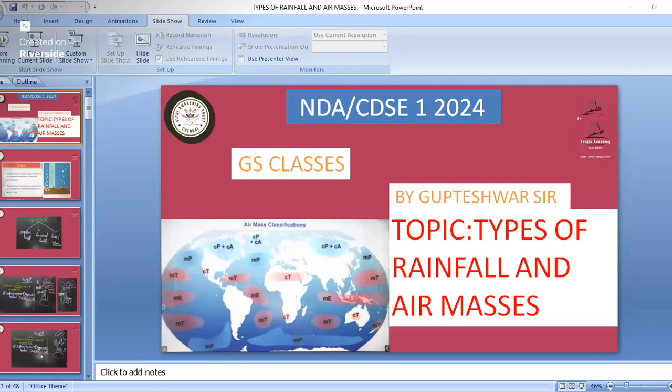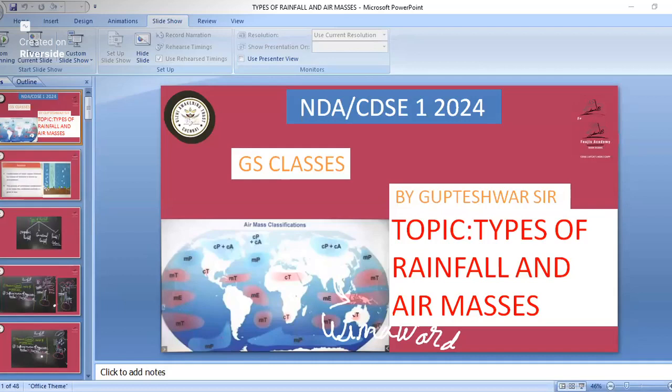When this high pressure is going upwards, all those hygroscopic nuclei settle in this part, and here we have the rainfall on the windward side. The side in which wind is blowing, there we have the rainfall. That is known as the orographic rainfall. So in the orographic rainfall we have rainfall on the windward side, and this area behind is known as the leeward side.